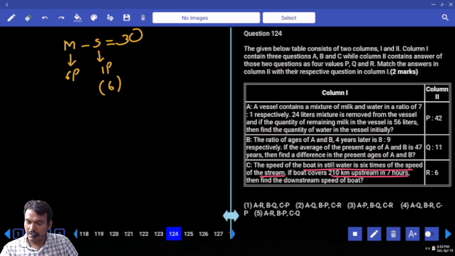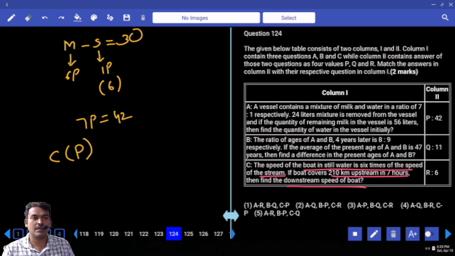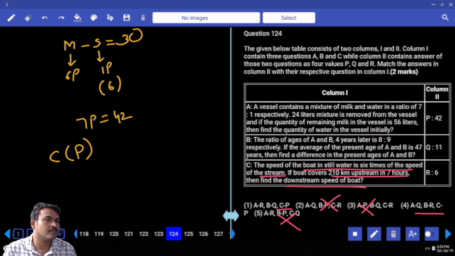What is the question here? Downstream speed. How many parts do we need? 7 parts. 7 times 6 is 42. Means C value is P. C value P. CP means first option possible, fourth option also possible. Remaining 3 options are eliminated. Yes or no? Again, we need to identify either B value or A value.